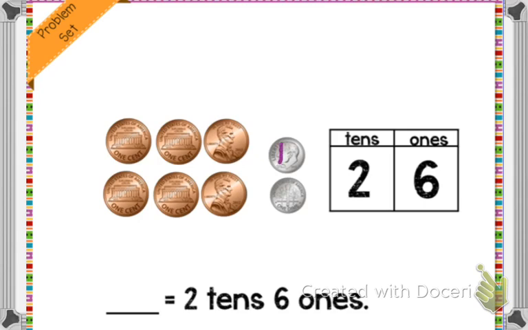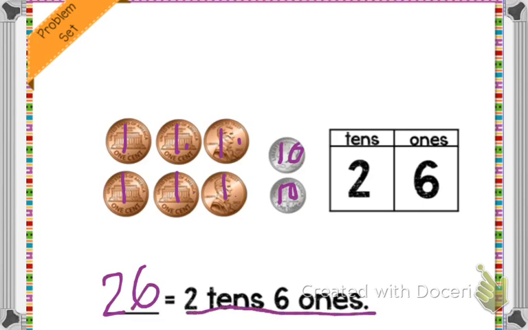Now we know that there's 2 tens and there's 6 ones. Now if you've noticed, I put tens on the 2 dimes, and I put ones on all 6 pennies, because that helps me remember that my dimes are tens and that my pennies are my ones. So I know that 2 tens and 6 ones is, I'm going to count, starting with my tens. So it's 10, 20, 21, 22, 23, 24, 25, and 26. So 26 equals 2 tens and 6 ones.